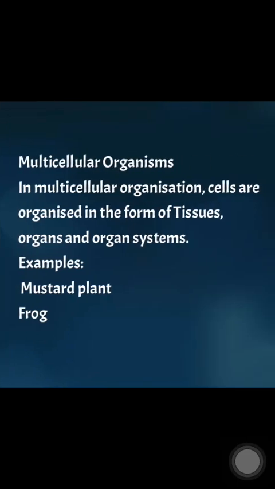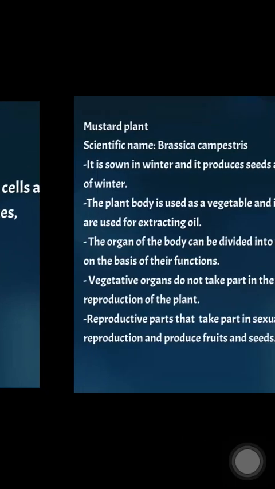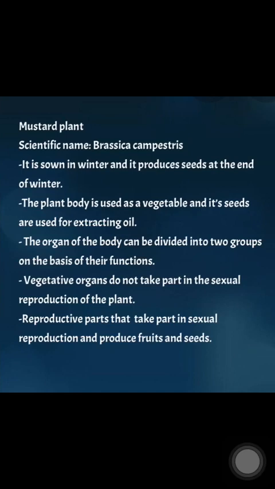Whereas in multicellular organizations, cells are organized in the form of tissues, organs and organ systems. Here we will take examples of a plant and an animal. In plants we will take the mustard plant. Its scientific name is Brassica campestris, which is sown in winter and it produces seeds at the end of winter. The plant body is used as a vegetable and its seeds are used for extracting oil.